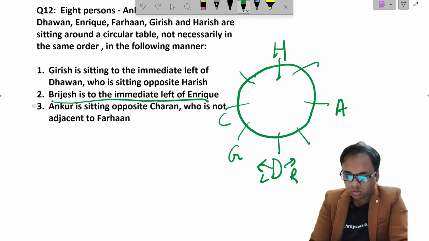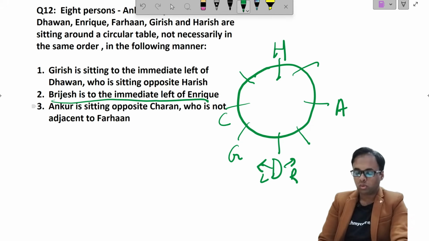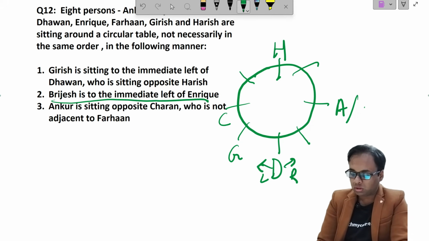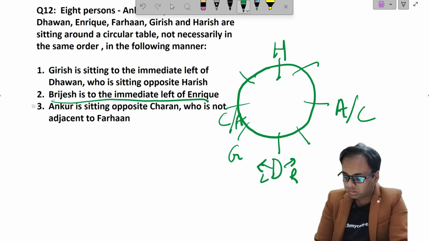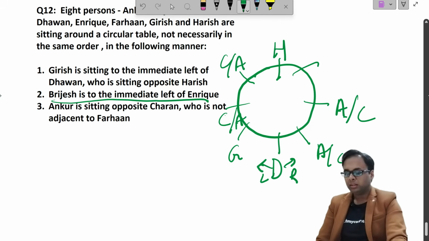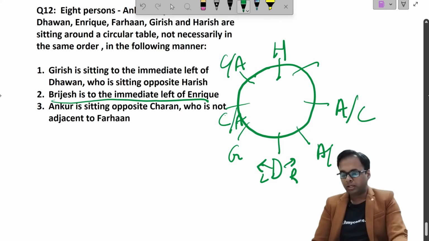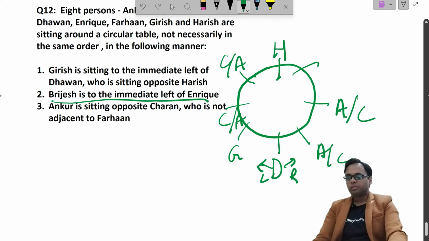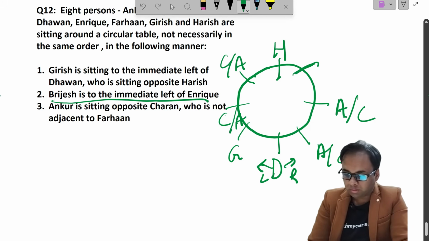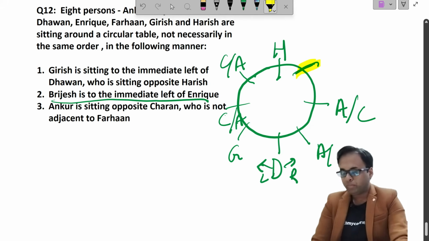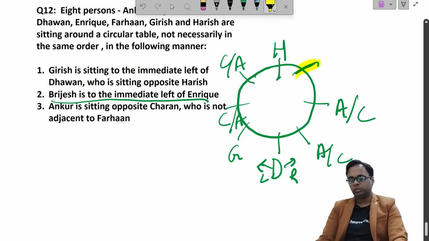So first of all, let us try to understand the situation of Ankur and Charan. Ankur is sitting opposite Charan. So maybe A or C is here and C or A is here. Maybe Charan is sitting here, maybe Ankur is sitting here, we don't know. Similarly, A or C can come here. We're not sure about their arrangements right now. One thing is for sure, that this position cannot be occupied by A or C, because G is already sitting opposite to this.